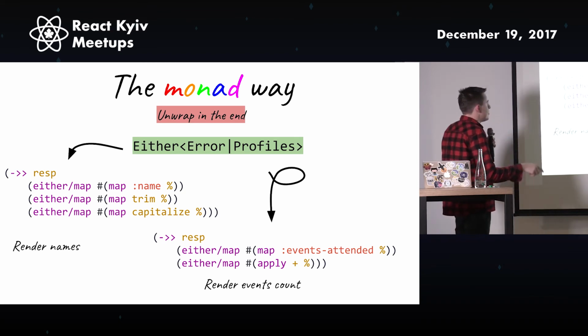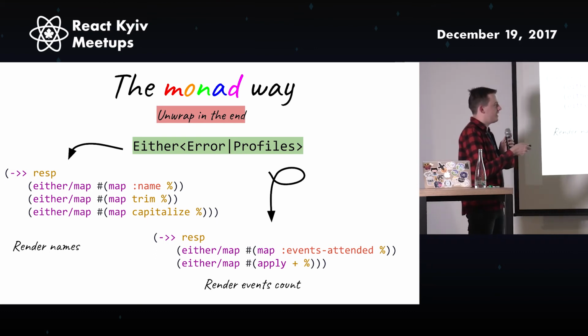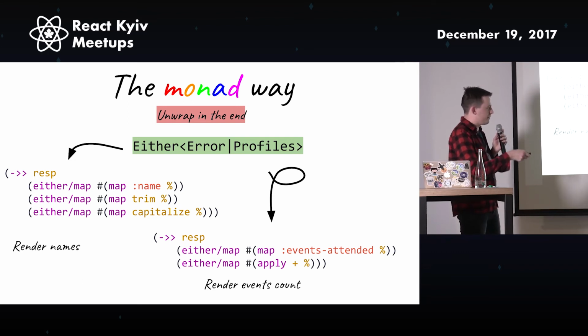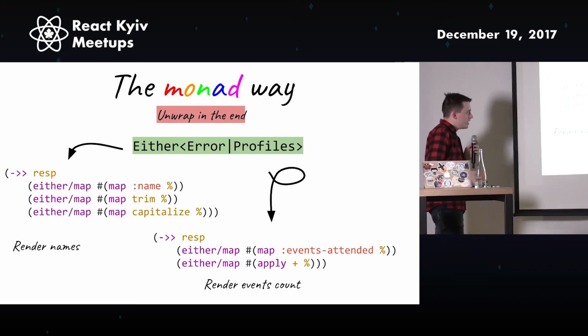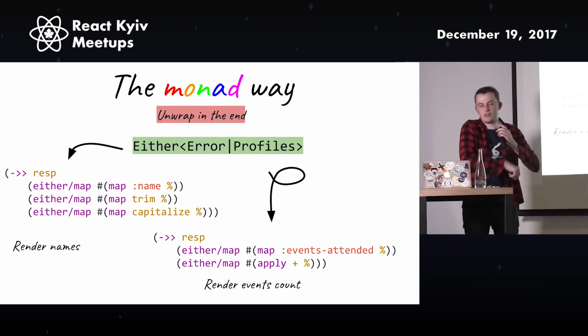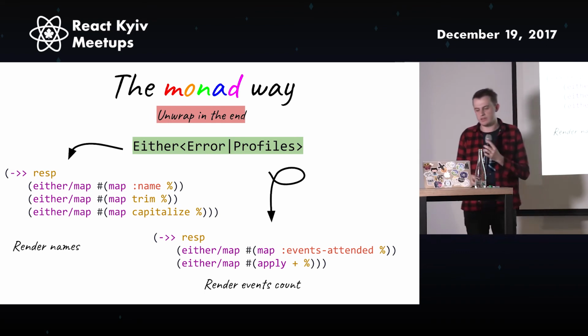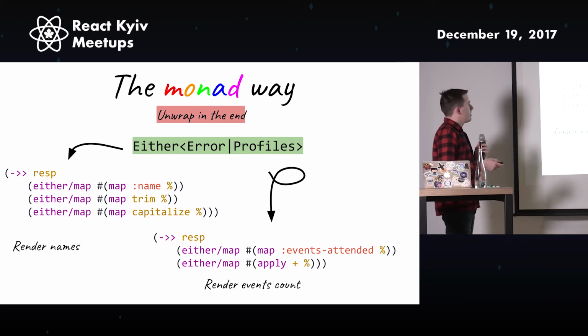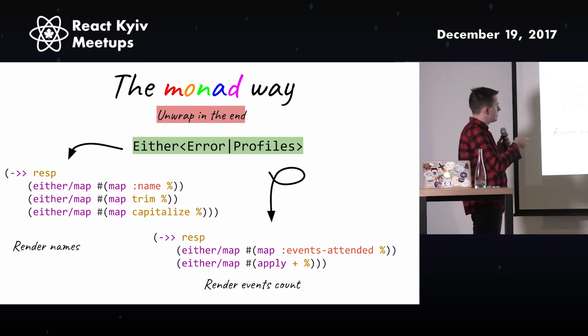okay. So here, for example, we have Either error or profiles somewhere in the state, and in different parts of the UI we are rendering those profiles which are going through different pipelines and transformations. Usually if we do some transformations on data, we have a couple of checks like if the value is undefined or the array is empty and so on. And with Either, whether there is an error or a successful response, we can use a map operator on the Either type.